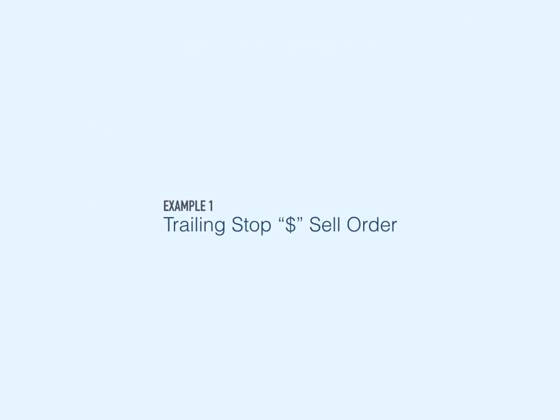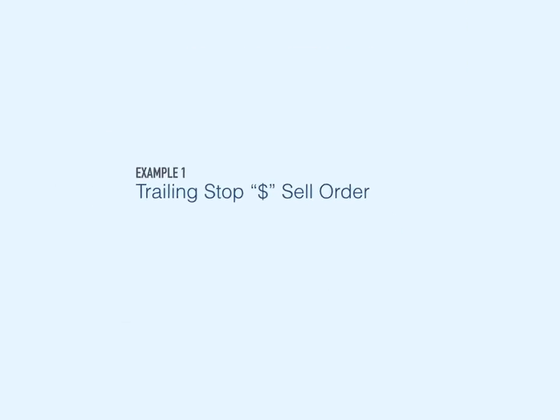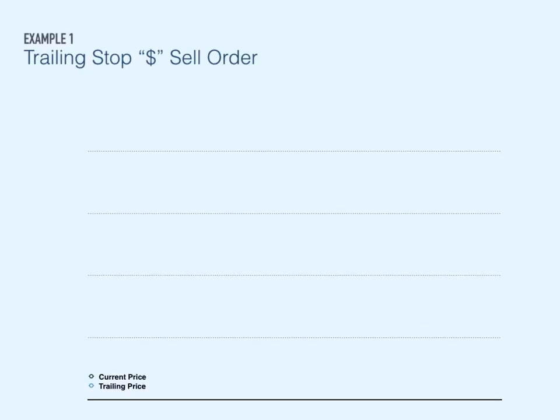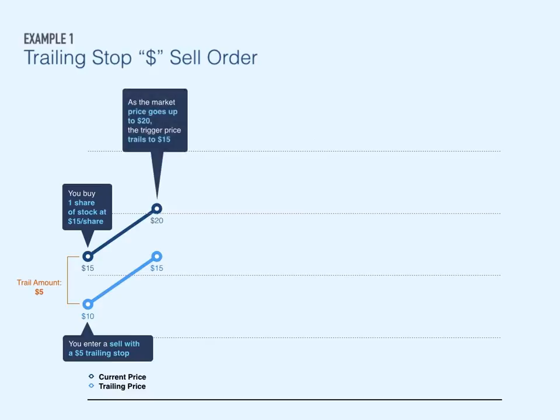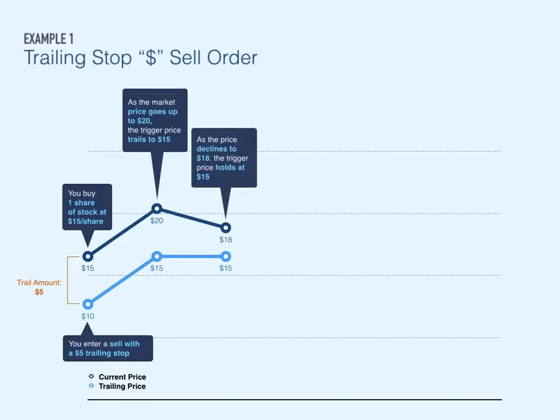Example 1, using a trailing stop dollar sell order. You buy a stock at $15 per share, then enter a sell with a $5 trailing stop. The initial stop price is $5 below the market, in other words, 10. But this is where the trailing feature comes into play. As the market price goes up to 20, the trigger price trails to 15. As the price declines to 18, the trigger price holds at 15.